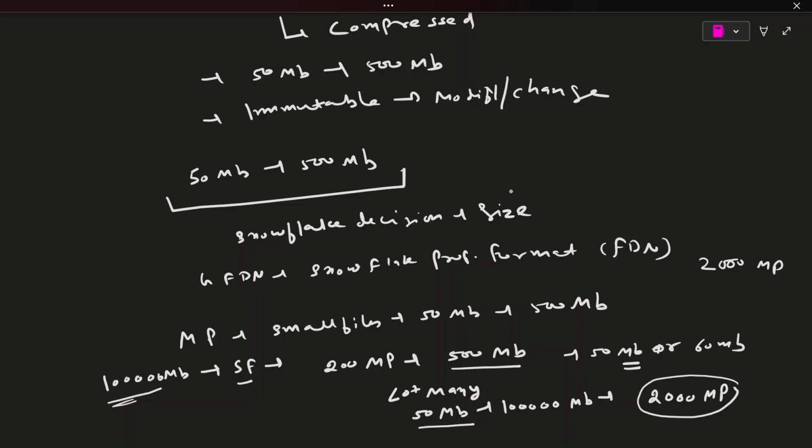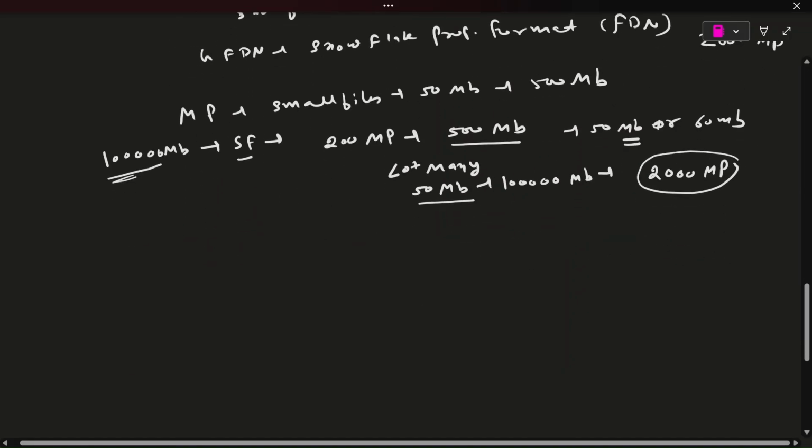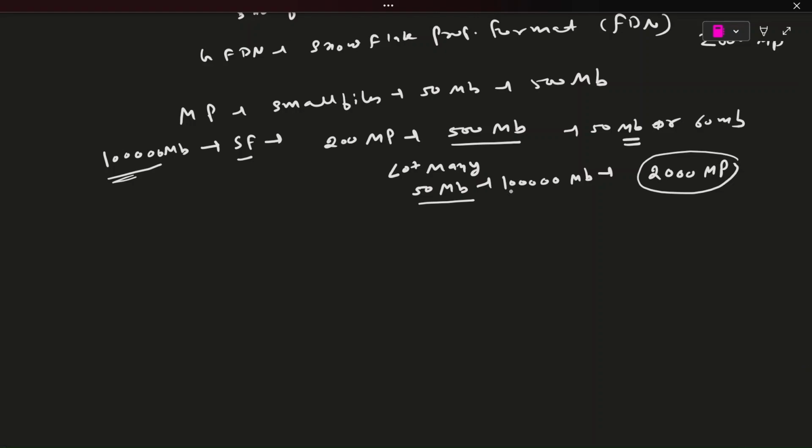And why? We will come to know. So this is how Snowflake decides whether 50 MB or 60 MB or 500 MB will be the right size or not. This is totally a Snowflake decision. Once data sits in a micro partition, that micro partition will never get changed.